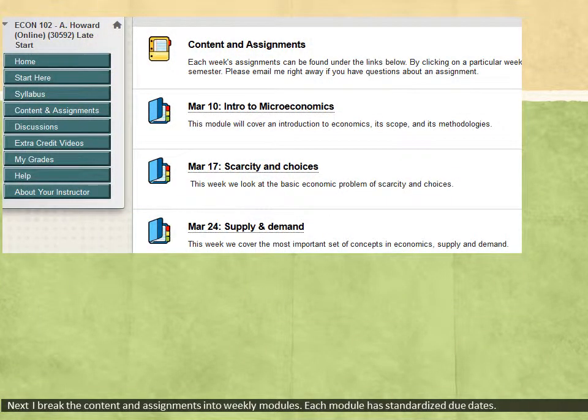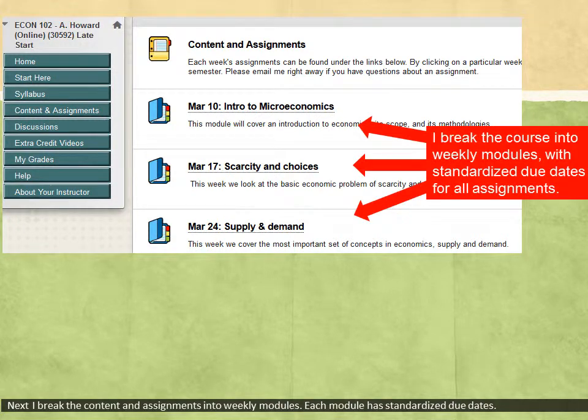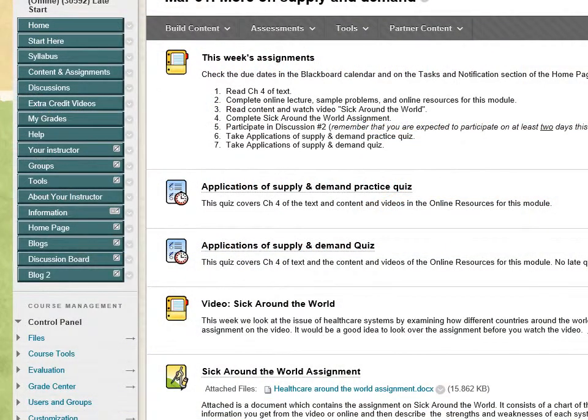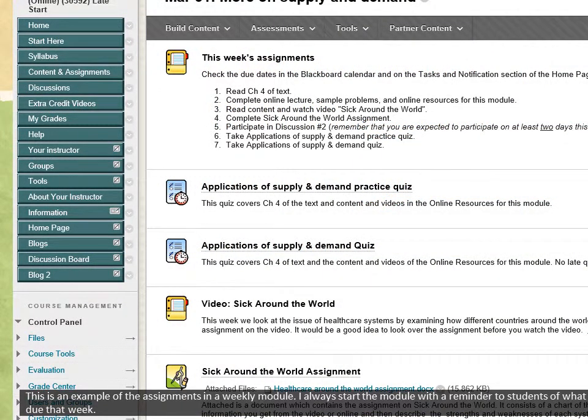Next, I break the content and assignment section into weekly modules. Each one of these modules will have specific activities with standardized due dates. This is an example of the content in a weekly module in my online class. I always start out with a reminder to students of what is due that week.